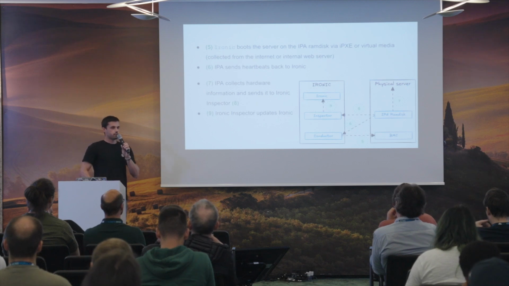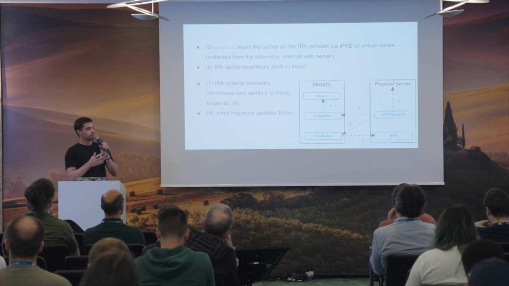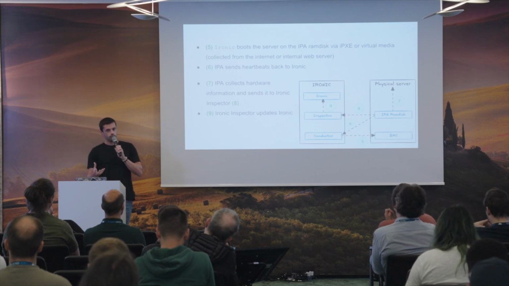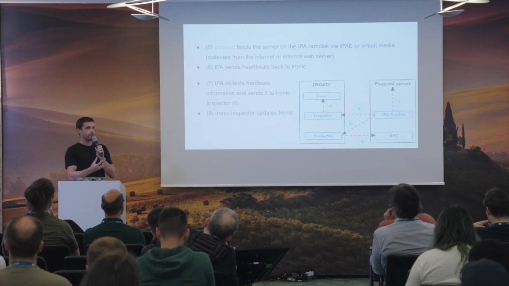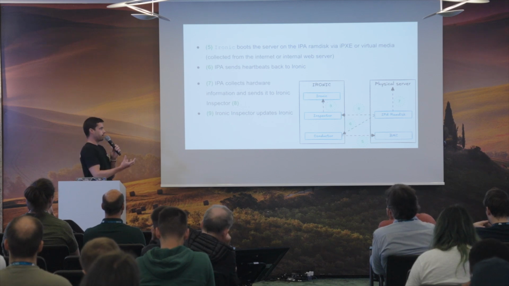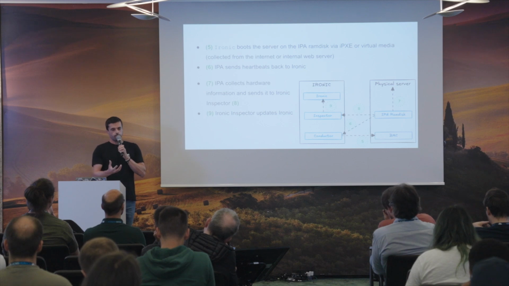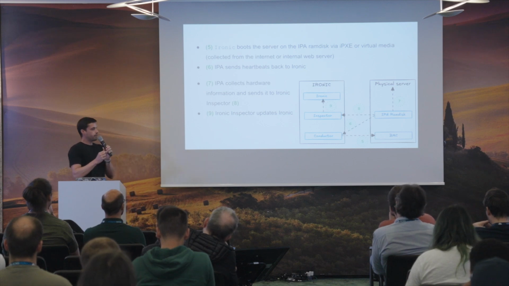And this is where it gets interesting. Ironic is going to instruct the BMC to boot from this IPA RAM disk I mentioned earlier. Ironic is going to expose this RAM disk on an HTTP server. The BMC is going to pick it up, boot on that image, and then it will start on this.